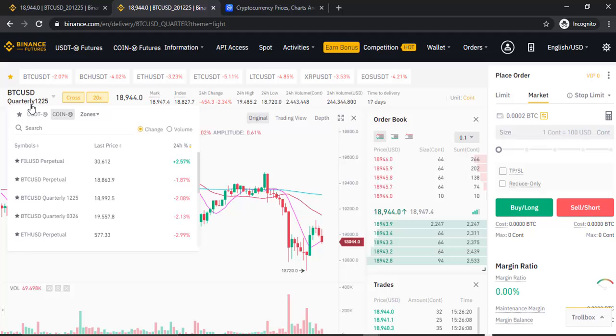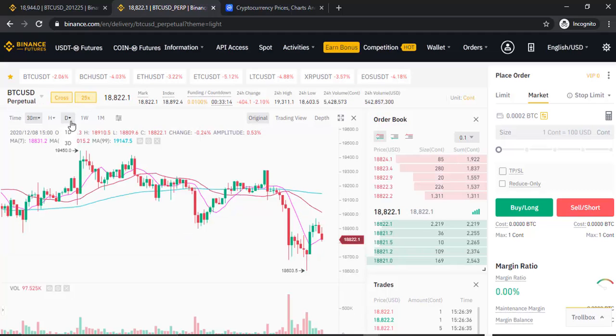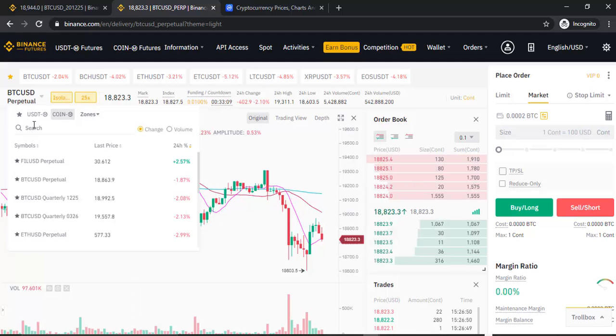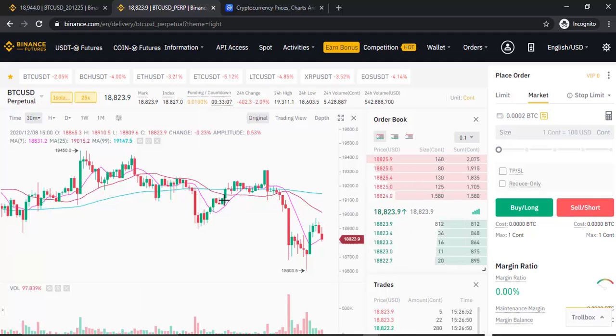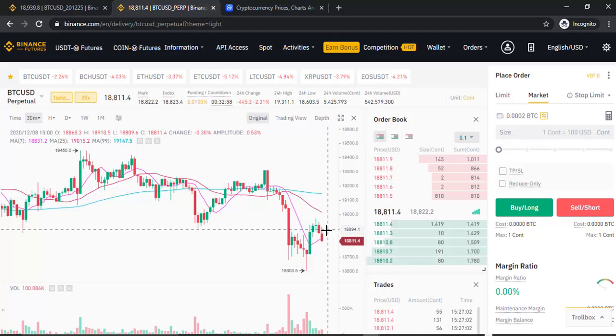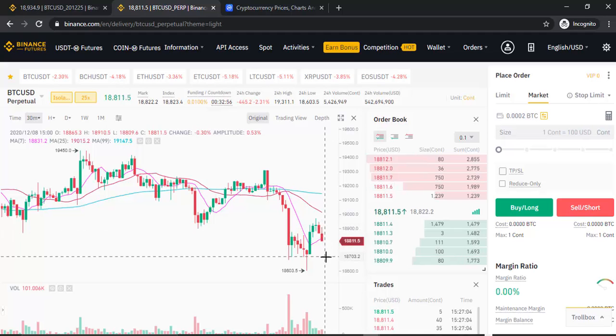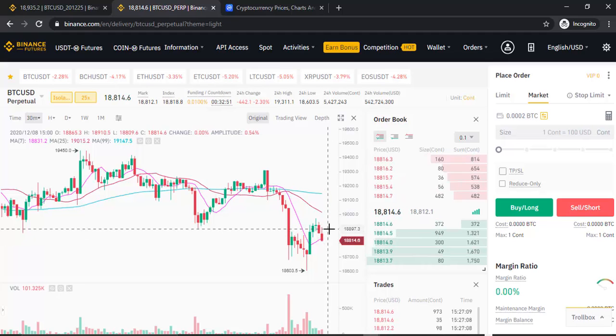Okay, this is still on quarterly. We change it back to perpetual, and then I selected 25. Okay, so we are back to where we're supposed to be, and this is a 30 minute chart, and we believe the price will go up from here a little bit higher. Instead of falling, we are assuming the price might go up a little bit higher.